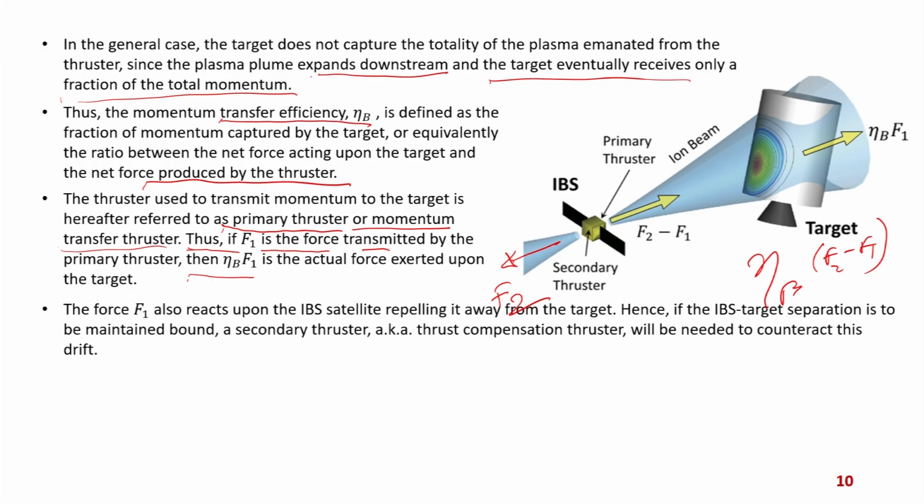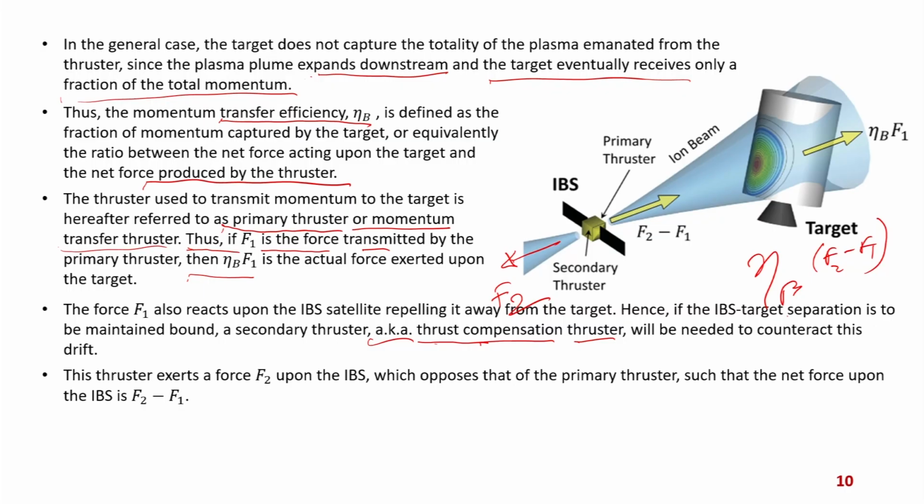The force F1, as I already said, reacts upon the IBS satellite and repels it away from the target. So, this is very natural. So, if the IBS target separation is to be maintained, then a secondary thruster, also known as the thrust compensation thruster, is needed, which is shown here. As I said, the thruster exerts force F2 on the IBS, which opposes the primary thruster, such that the net force upon the IBS is F2 minus F1.